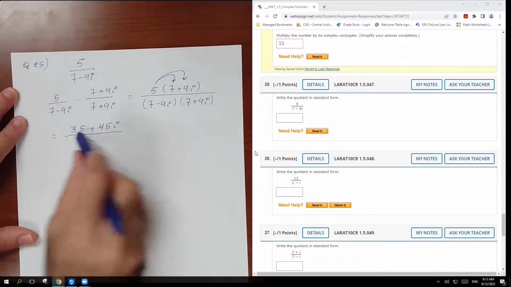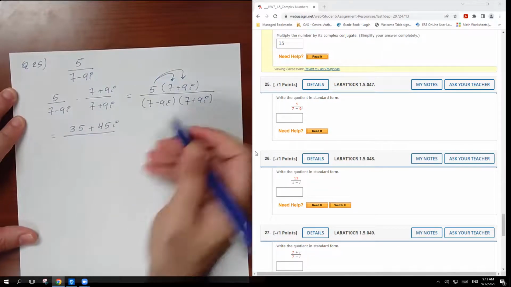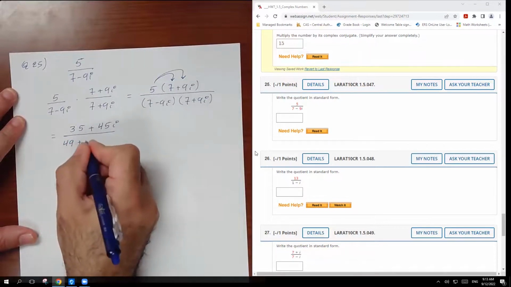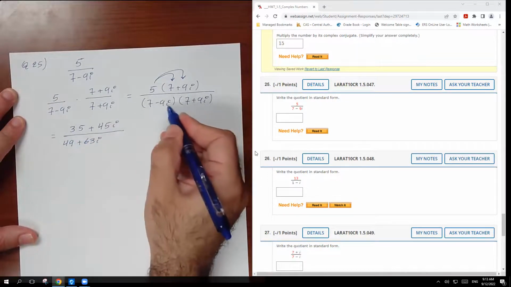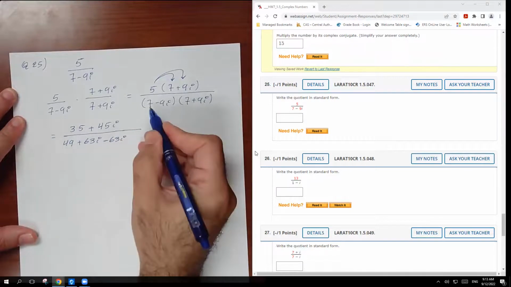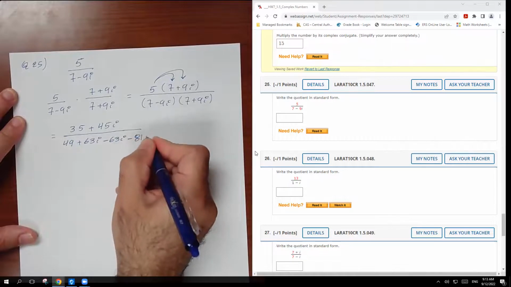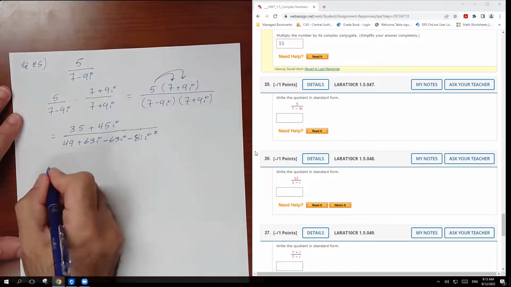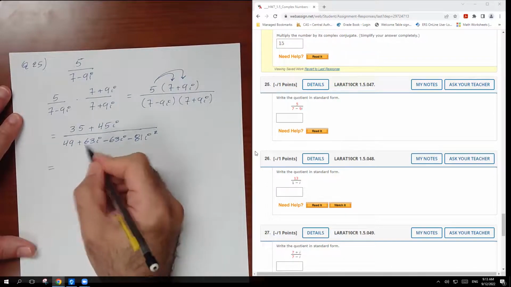Let's distribute the bottom part. 7 times 7 is going to be 49. 7 times 9 is going to be plus 63i. Now the negative 9 times 7 is going to be minus 63i. Negative 9 times 9 is going to be minus 81. Don't forget there's i. Check here, 63i minus 63i, so it's going to be cancelled.